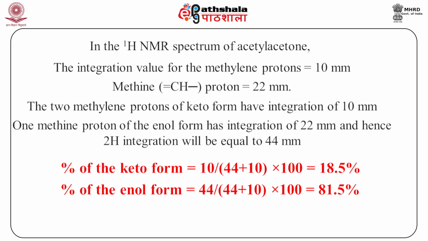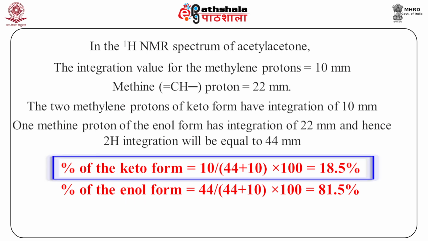Therefore, students, calculating the concentration of keto and enol forms, the percentage of the keto form will be 10 divided by the whole amount, that is 44 plus 10, into 100, which is equal to 18.5%. That is, the amount of keto form is 18.5% in the total mixture.